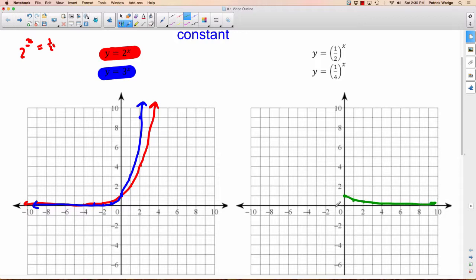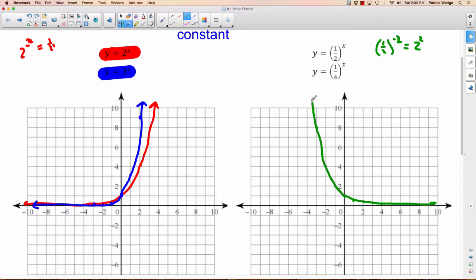But what happens over here? Well, if I put negative 1 here, I'd have 1/2 to the negative 1. That's a flip. This would flip around, just become 2. So at negative 1, it's at 2. At negative 2, it would flip over, but now it'd be 2 squared, it'd be up at 4. At negative 3, it'd be at 8. At negative 4, it'd be at 16. So it just goes up like this.